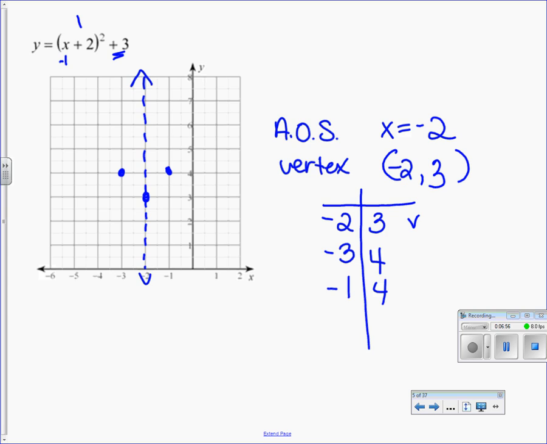And then we really need 2 more points. For a good parabola, you need 5 points. So we're going to go 1 more to the right, which will be 0, and 1 more to the left, which will be -4. Let's plug in our good buddy 0 because he's nice. So 0 plus 2 is 2. Square that, we'll get 4, and then 4 plus 3, which is 7. And then we're going to put those in, and then graph your parabola. And we're done.